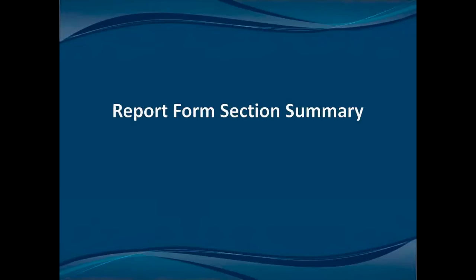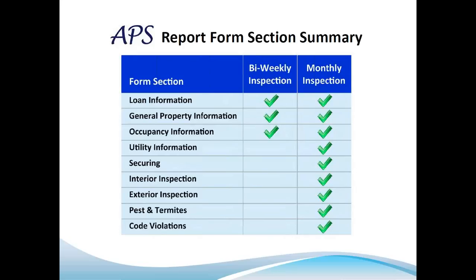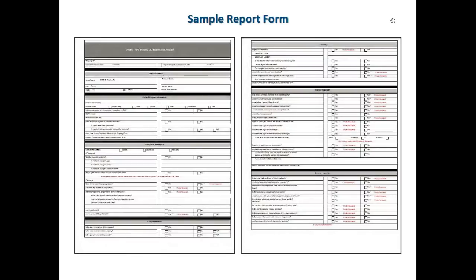Report form section summary. The APS forms consist of 9 different sections as follows: loan information, general property information, occupancy information, utility information, securing, interior inspection, exterior inspection, pests and termites, and code violations. The bi-weekly inspection report contains the first 3 sections, while the monthly inspection report contains all 9 sections. This is a sample of the monthly QC inspection report.